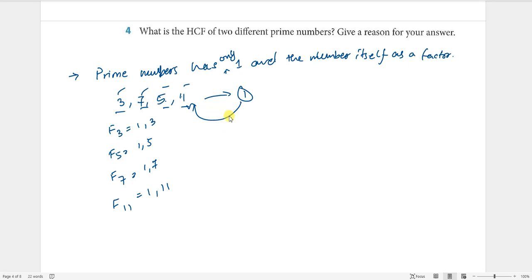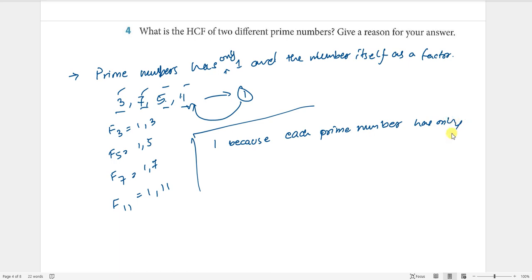So you can write it in a nice sentence, that is: 1 because each prime number has only one and the number itself as factors.